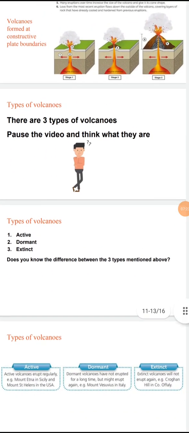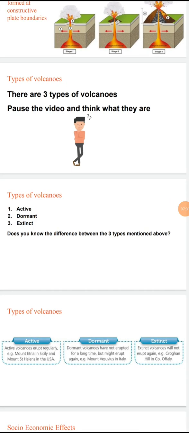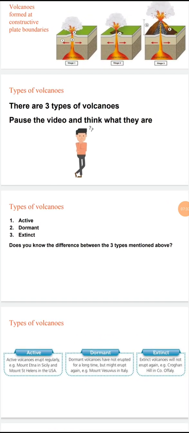Types of volcanoes. Active volcanoes erupt regularly. Example, Mount Etna in Sicily and Mount St. Helens in the USA. Dormant volcanoes have not erupted for a long time, but they might erupt again. Example, Mount Vesuvius in Italy. Extinct volcanoes will not erupt again. Example, Croghan Hill in County Offaly.